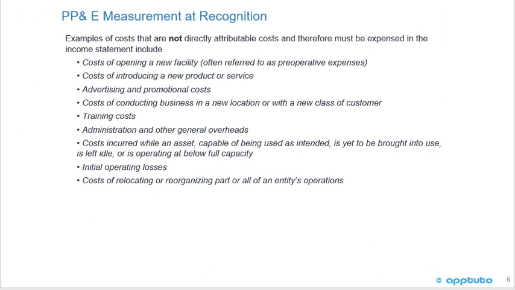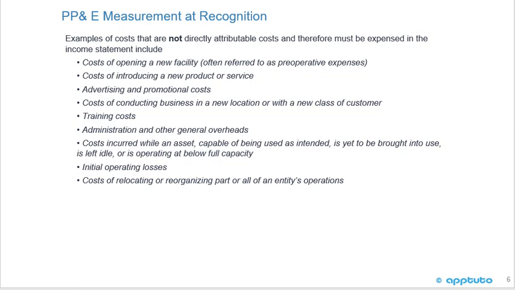So just carrying on now with property, plant, and equipment measurement at recognition. So here are some examples of the costs that are not, I put in bold, not directly attributable costs and therefore must be expensed in the income statement. Costs of opening a new facility, often referred to as pre-operative expenses. Costs of introducing a new product or service. Advertising or promotional costs. Well, that one makes sense. I don't think anyone would want to capitalize advertising expenses.